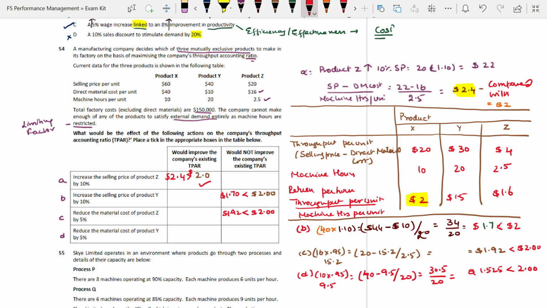$1.525. Okay, 1.525 is less than $2. Is it okay about this?